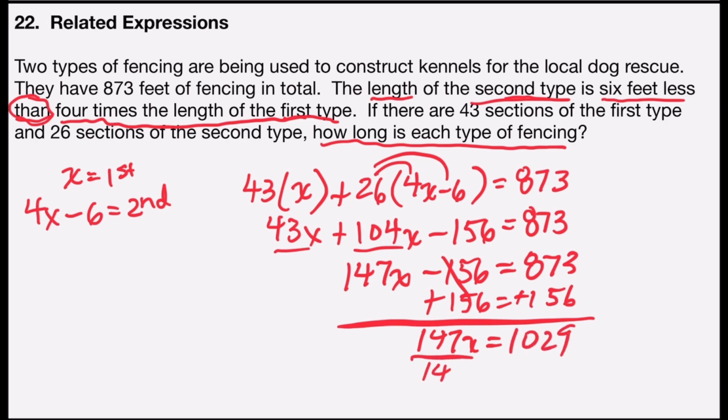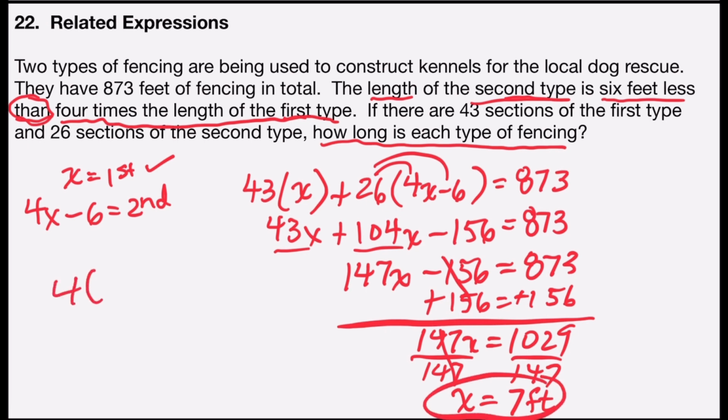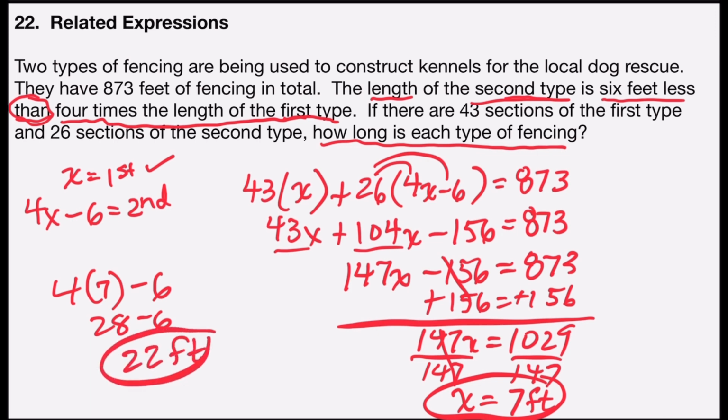Divide both sides by 147. 147 divided by 147 is 1x. And 1029 divided by 147 is 7. So the first type of fencing is X, and that is 7 feet. The second type of fencing is 4 times 7 feet minus 6. 4 times 7 is 28, and 28 minus 6 is 22 feet. So the first type of fencing is 7 feet long, and the second type of fencing is 22 feet long.